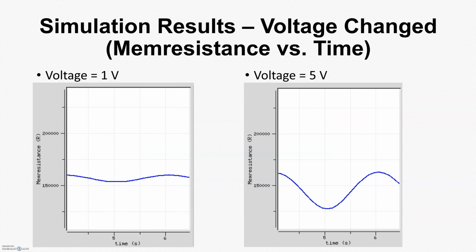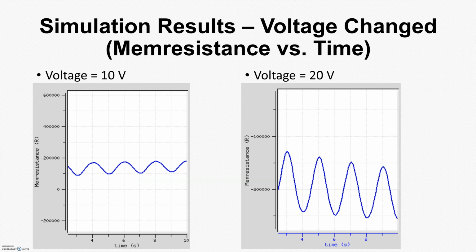Alright, so here are the memristance versus time graphs. For the 1 volt, you can see that the range is smaller because there's a smaller voltage, and whenever you increase the voltage, the range starts to increase. So you can see with the 5 volt and the 10 volt, the range has increased. It just looks a bit smaller because I didn't zoom in as much. But you can see that it is increasing the range, but it's also increasing in amplitude.